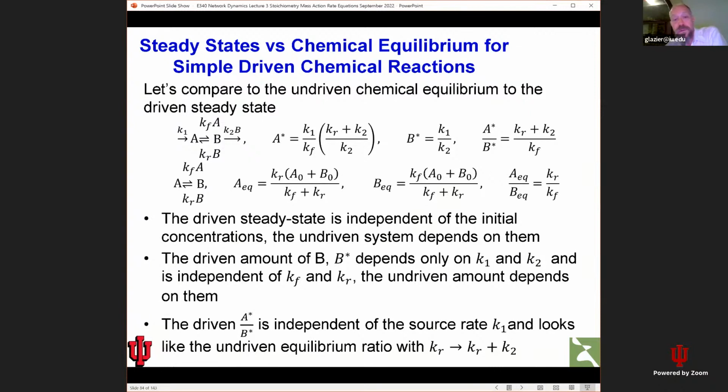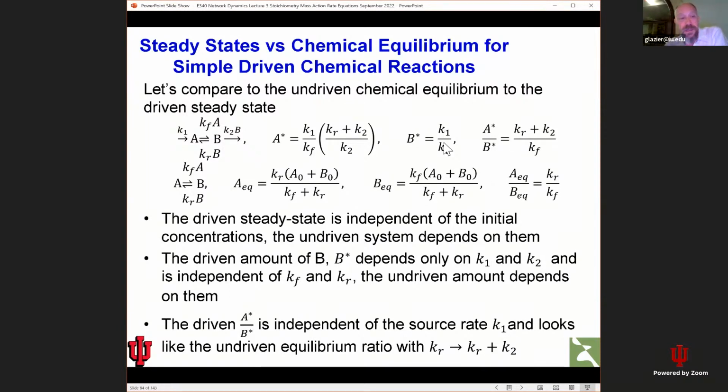And lastly, if I look at the ratio of the equilibrium amounts, or the steady state amounts of A and B, that has a slightly different form. For the driven one, A star over B star doesn't depend on K1. I can pour stuff in as fast as I like, it doesn't change the ratio. It looks like the undriven one, except that Kr is replaced by Kr plus K2 by the decay.